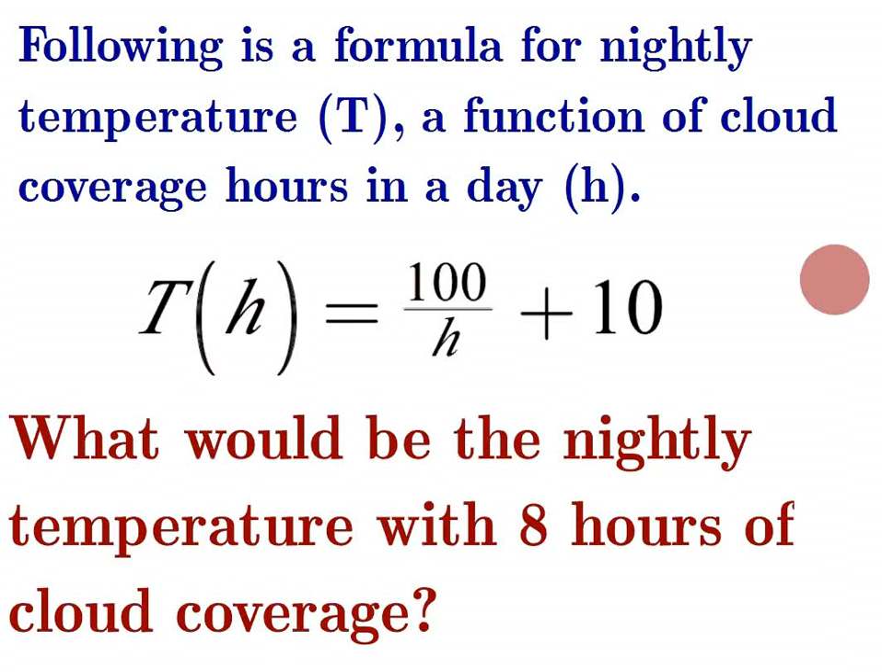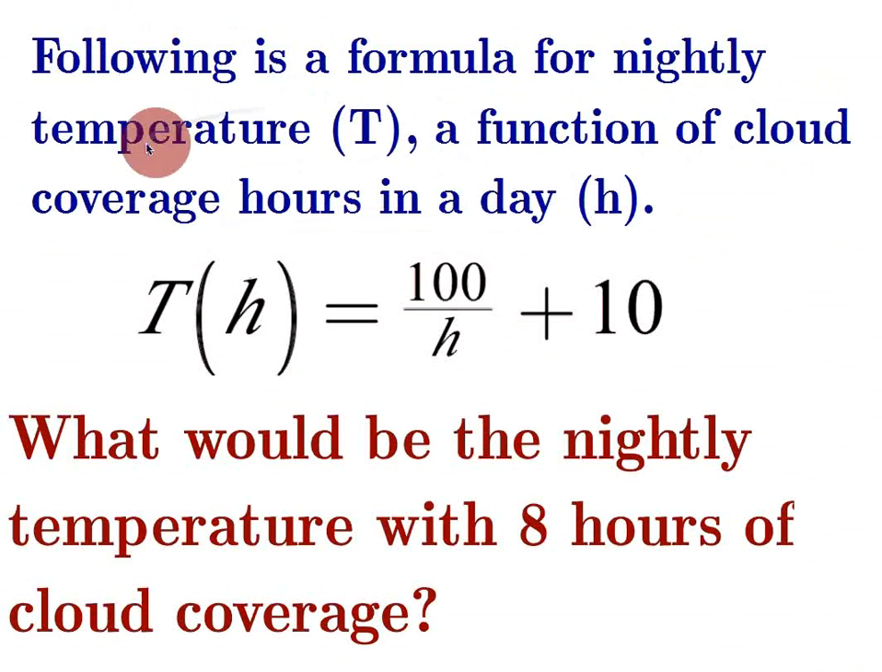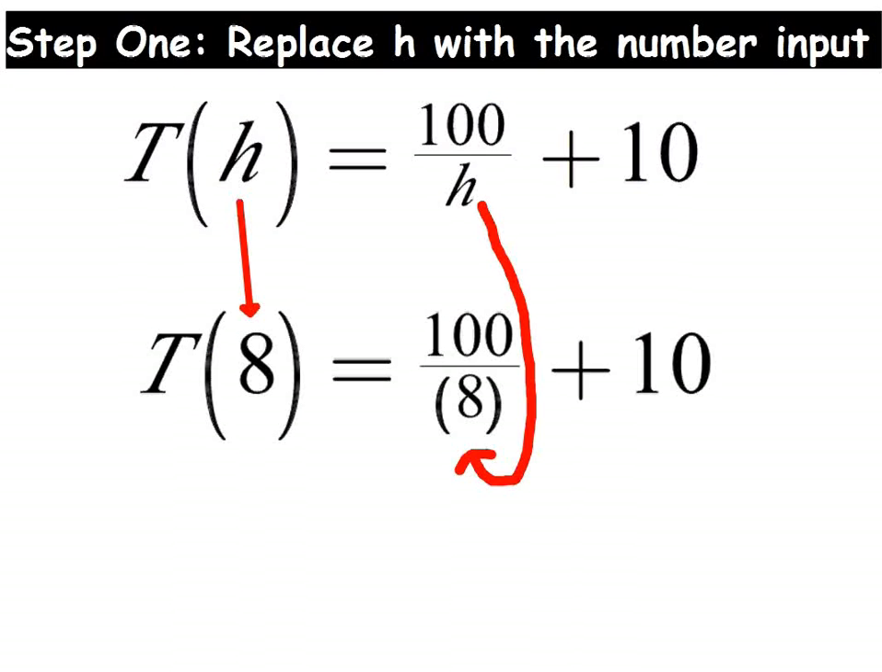Example number 6. We're going to do a practical example together. Following is a formula for nightly temperature as a function of cloud coverage hours in a day. Okay, so H is how many hours of cloud coverage there are. You plug that in and it's going to give you the nightly temperature. What would be the nightly temperature with 8 hours of cloud coverage? Well, guess what? All we have to do is replace H with 8, and that will give us our nightly temperature. This is a more practical example.